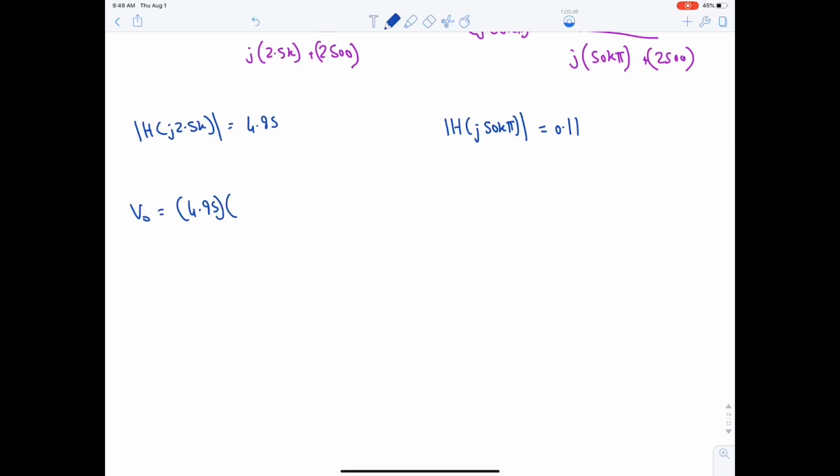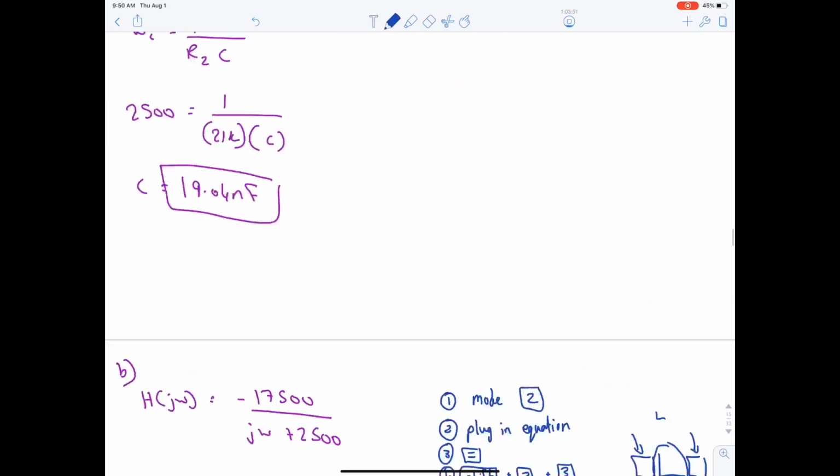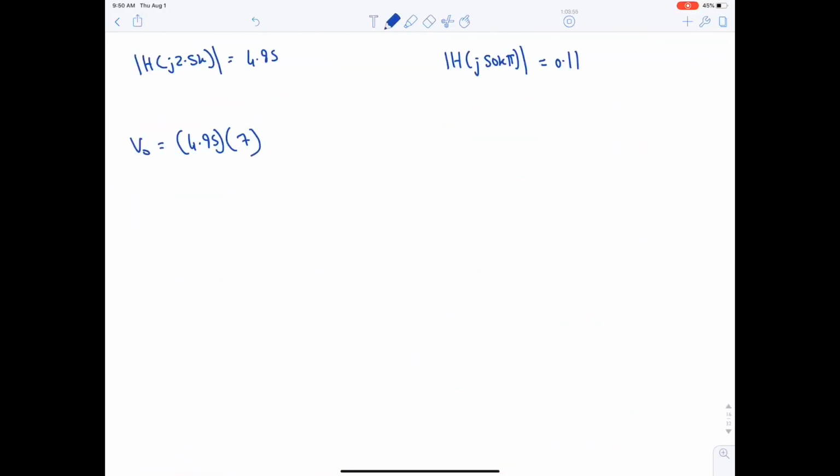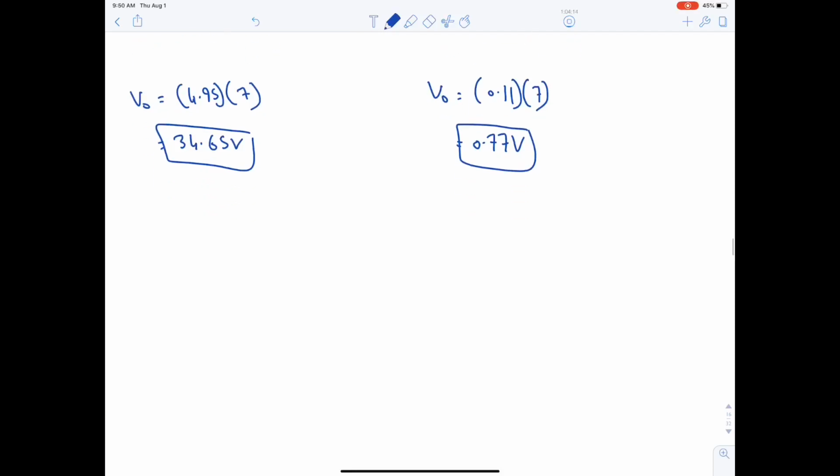After finding the magnitude, let's find the output, which is the magnitude 4.95 multiplied by V input, which is, what's V input? 7. Okay, the answer will be 34.65 volt, and for the second answer it will be multiplied by 7, so it's 0.77 volt.